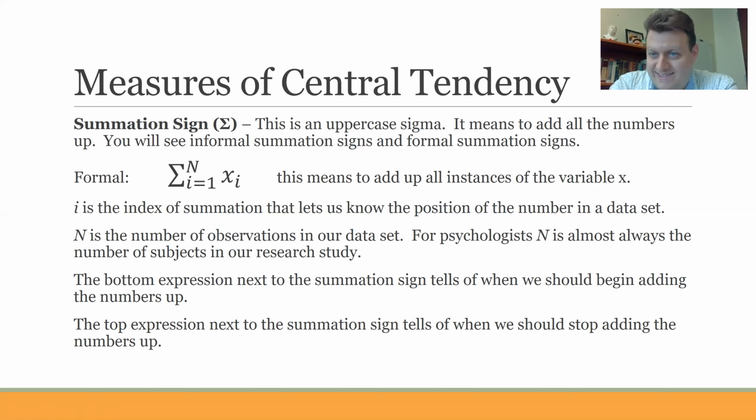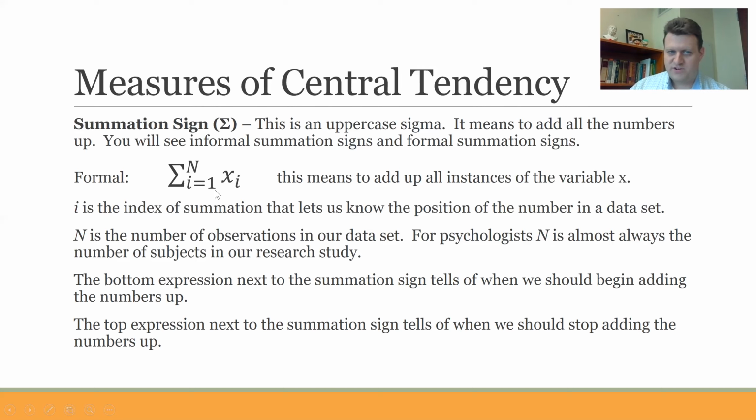If the top part says n, what we're doing is adding up to the very last number, because remember, n is the number of observations that we have. So if we have 6, we are going to keep adding things until we get to 6. X sub i refers to the specific value for x when i is 1, when i is 2, when i is 3, when i is 4, every single one in our data set.